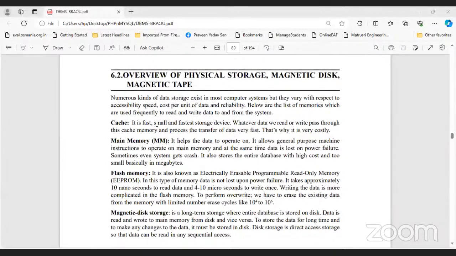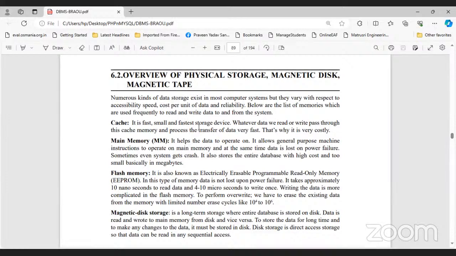Next one is the cache memory. So what is meant by the cache memory? Cache memory sits in between the user and the main memory. So already we have the primary memory and secondary memory. Why do we need the cache memory?